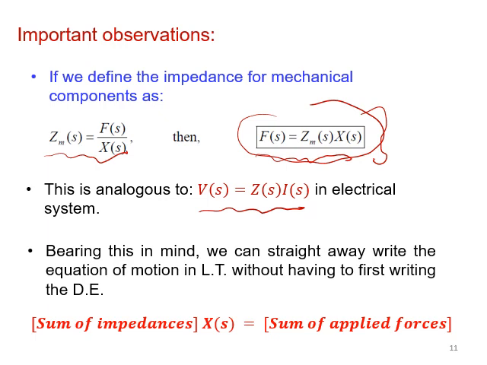Why are we getting this, or what is the important notice we want to get here? We are going to treat the mechanical elements as impedances. We will call them mechanical impedances, as you see here. So the impedance is equal to F over X. Any of the impedances is equal to F, the force, over the displacement. Similar to the electrical system, where the impedance is equal to V over I, here the mechanical impedance is F over X.